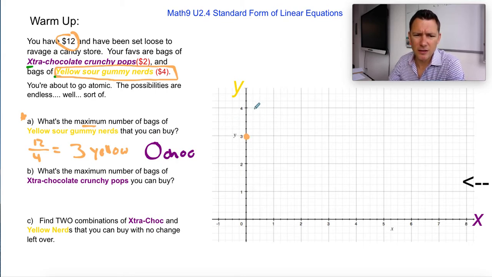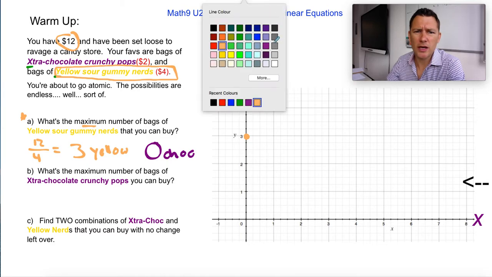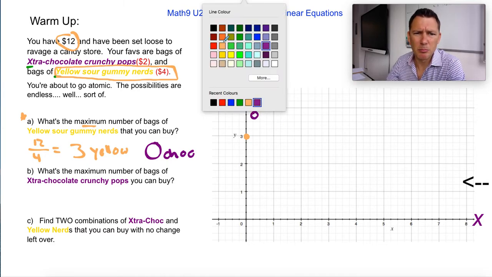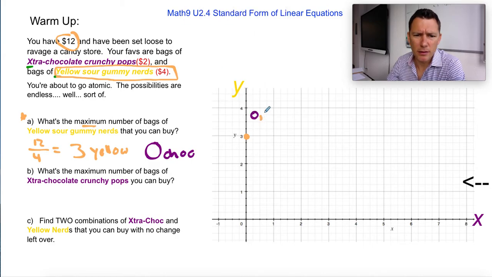So this is no chocolate guys, but 3 of the yellow guys, right? I'm going to put those in parentheses, and that's a coordinate.